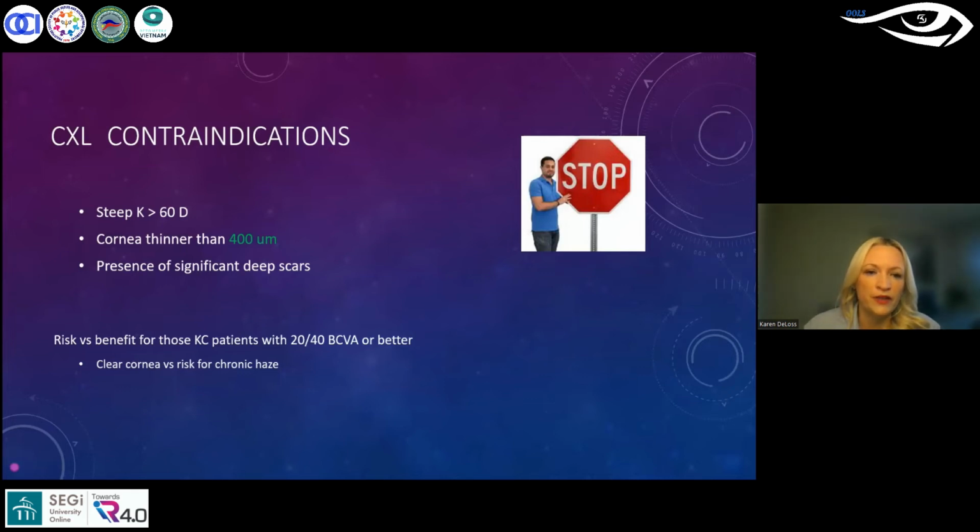A couple things though. The gray area for me is patients who have vision better than 20/40. Clear corneas and vision better than 20/40 have a risk of developing corneal haze. So that's one of the things I'm looking at even before I look at the other contraindications: that vision and what they're capable of.